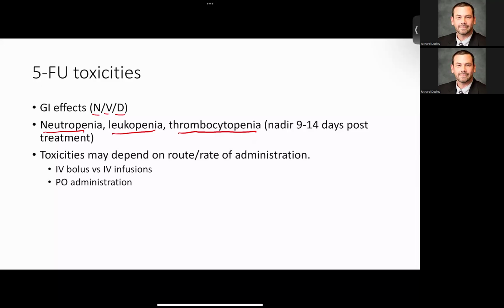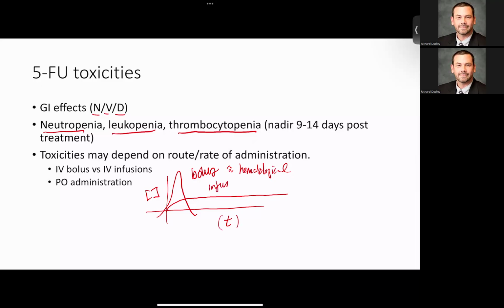And then what we've also noted with 5-fluorouracil is that the propensity to cause certain toxicities is largely dependent on the route and rate of administration. So if we give 5-fluorouracil as an IV bolus and we achieve a very rapid peak, and then it comes down over a certain amount of time, this bolus dose is associated with hematological toxicities. And then infusions which hit a particular concentration and then remain there for a period of time tend to cause something called hand-foot syndrome.